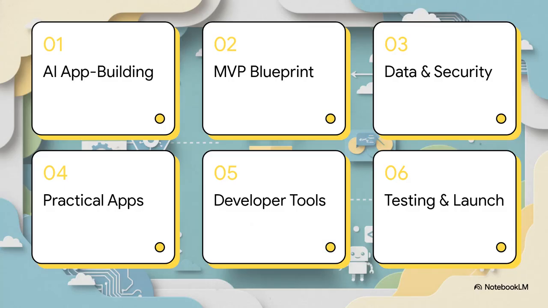Okay, so here's our roadmap for this explainer. First up, the AI app building workshop. Second, planning your MVP blueprint. Third, data, security, and storage. Fourth, practical apps and automations. Fifth, developer tools and workflows. And finally, testing, launching, and refreshing.